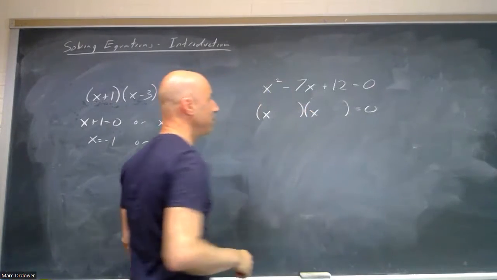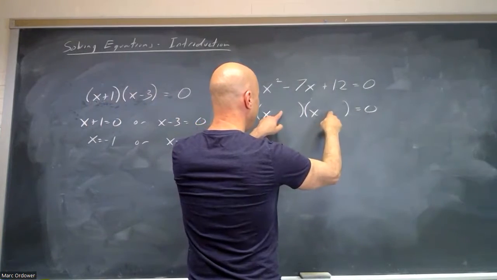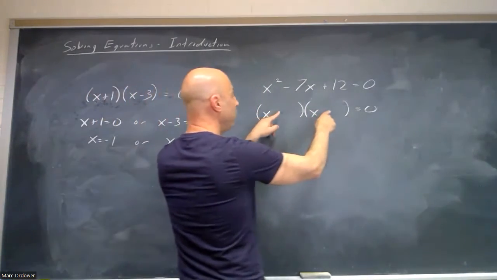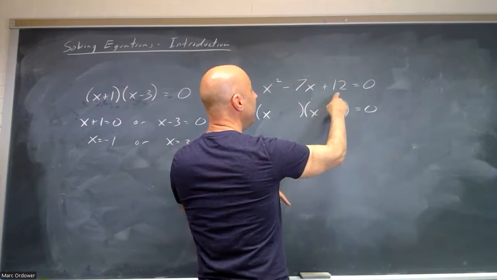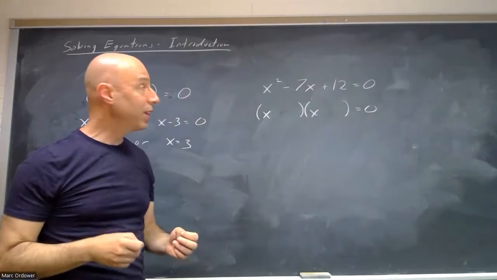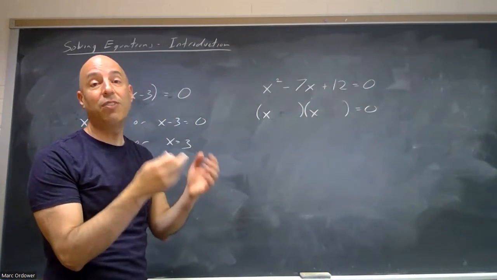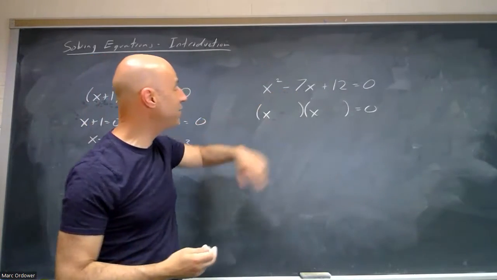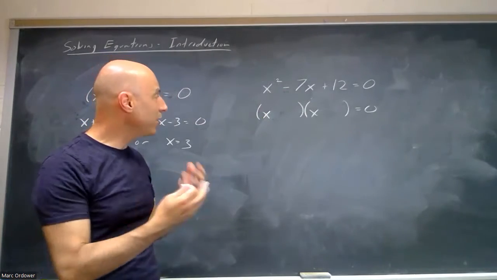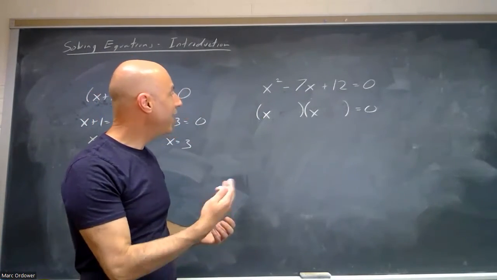x times x comes out as x squared. So we're looking for two numbers we can put here and here, just like we had two numbers here and here. Here we had +1 and a -3. We're looking for two numbers we can put here and here that multiply to give you +12 and add to give you -7. So if they multiply to give you +12, they either both have to be positive or they both have to be negative. Since they add to -7, they both have to be negative. You can't add two positive numbers and end up with a negative number. So we're looking for two negative numbers that multiply to give you +12 and add to give you -7.